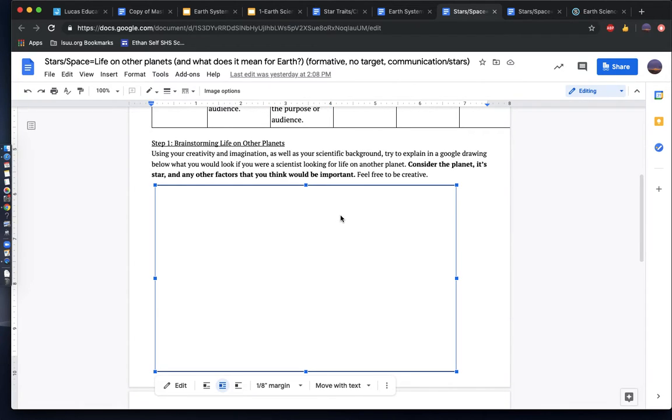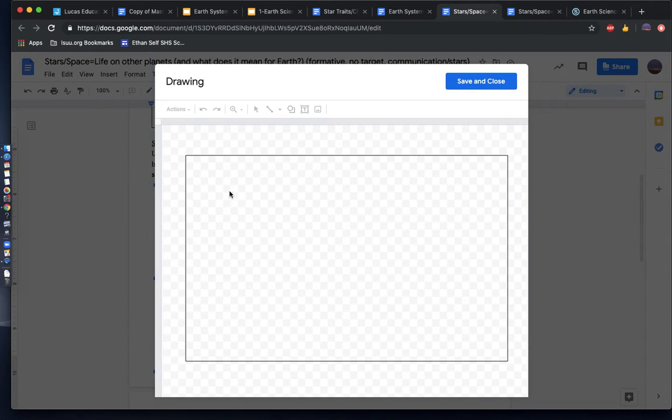So the first thing you're going to be working on is brainstorming life on other planets. So using your creativity, your imagination, as well as your scientific background, you've all taken science classes, I want you to try and explain in a Google drawing below what you would look for if you were a scientist looking for life on another planet. You can think about the planet, its star, and any other factors that you think would be important. To open this, you're just going to double click. And this is your blank canvas for you to draw, write, doodle, anything you want that you think is important to show what you would be looking for life on another planet.